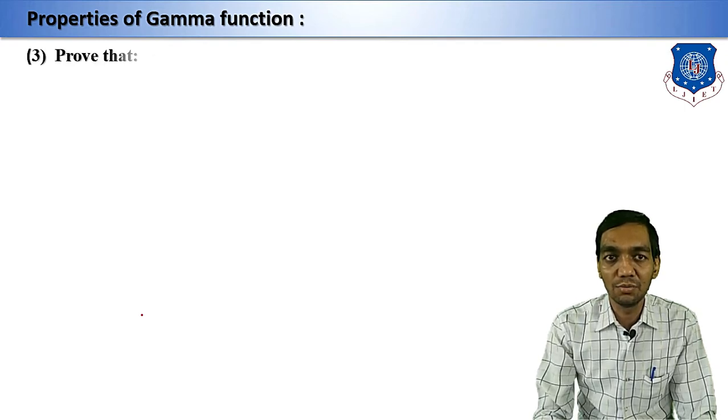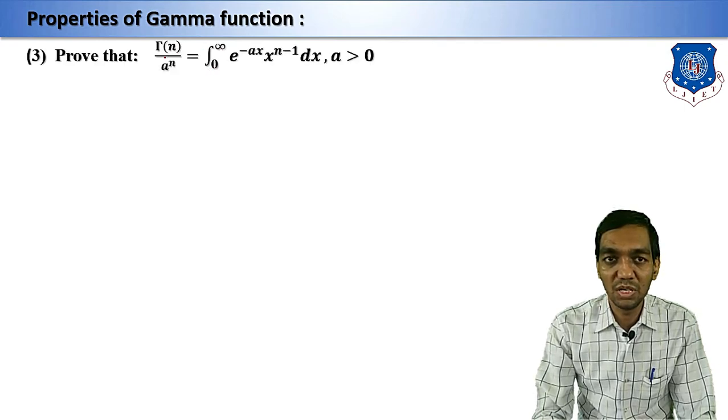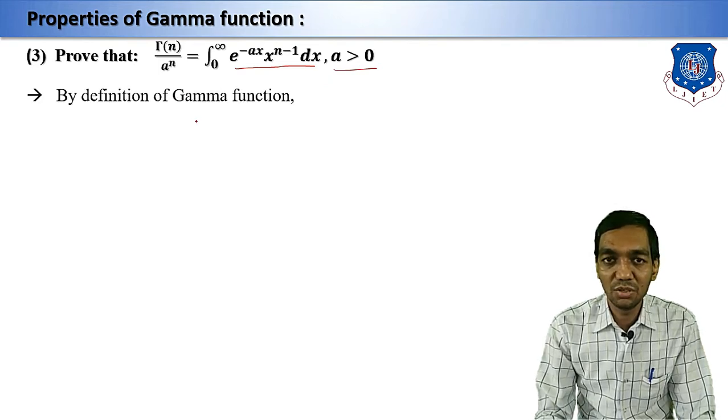Done? Now the third property: prove that gamma n upon a raised to n is equal to integration from 0 to infinity e raised to minus ax x raised to n minus 1 dx, provided that a is greater than 0. By definition, gamma of n is integration 0 to infinity e raised to minus x, x raised to n minus 1 dx.